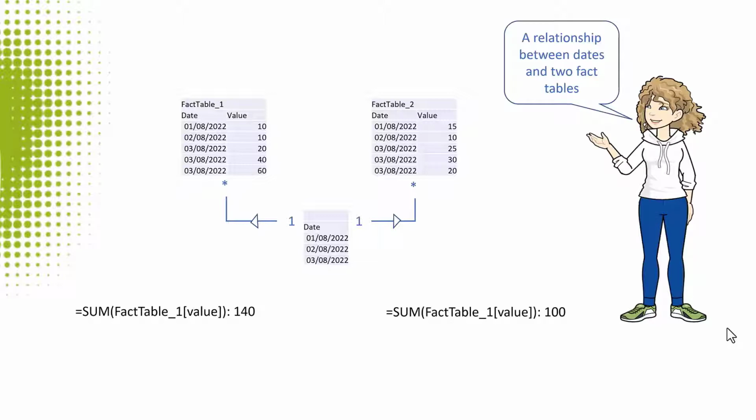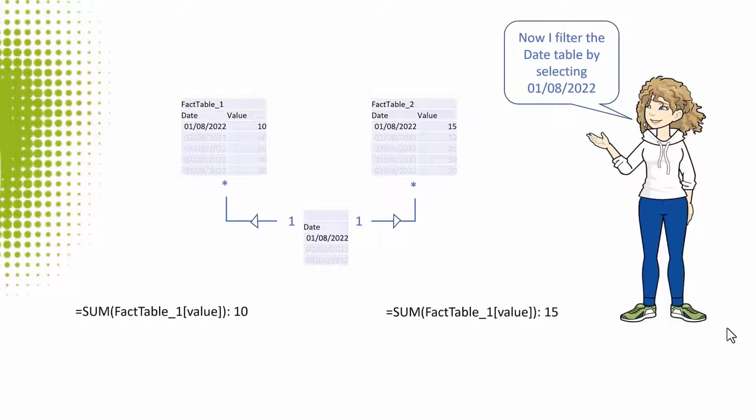What will happen if I filter my date table, for instance, on the 1st of August 2022? Well, at the moment I will do that, you can see that all other dates in my date table will be ignored. I just filtered one row. The relationships to both sides will propagate that filter. That means that my fact table 1 will be filtered and give a result for my sum measure of 10.